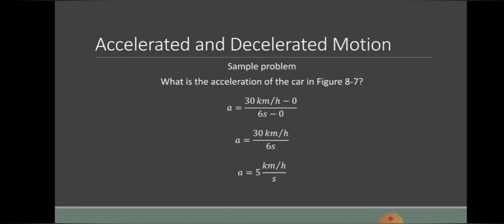So, our acceleration is 5 km per hour per second. Okay? That is read as 5 kilometers per hour per second. That is the acceleration of the car. Now, refer to figure 8-8. After 6 seconds, the car slows down since it is coming to a stop. That is what we call deceleration.